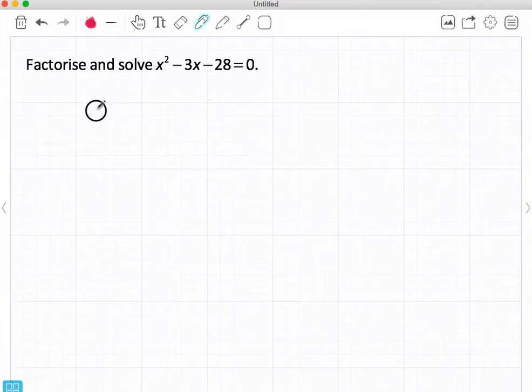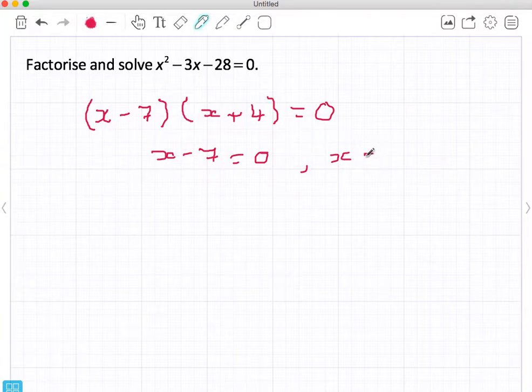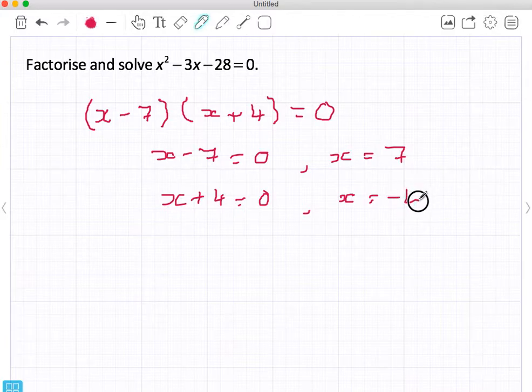Let's do another one. This one I'm going to make x minus 3 and minus 28. So when I factorise this, I think I'm going to get minus 7 and plus 4. And that equals 0. So I want that bracket to equal 0. So that's going to give me a positive 7, and I want the second bracket to equal 0. So it's going to give me x equals minus 4.